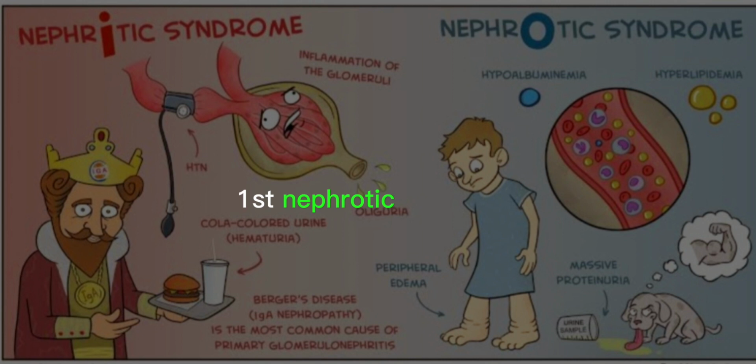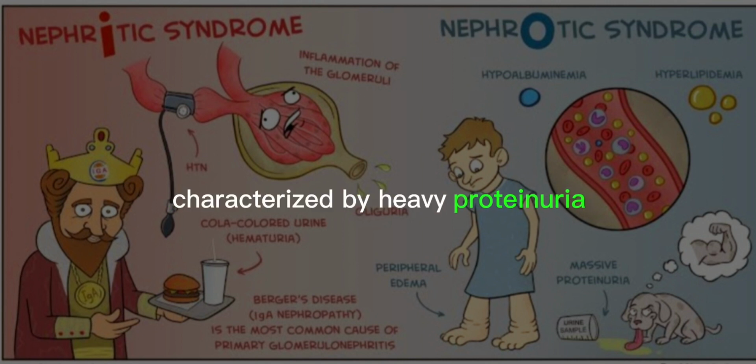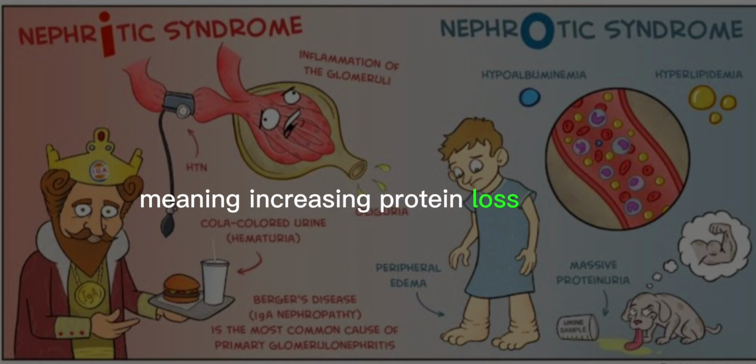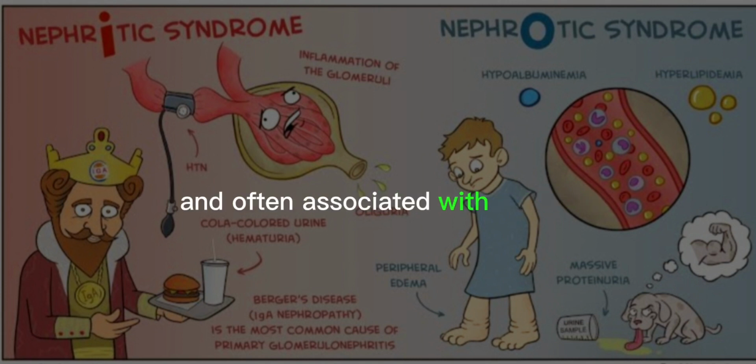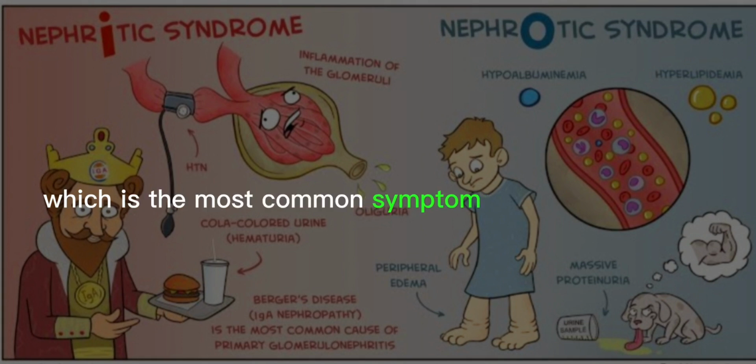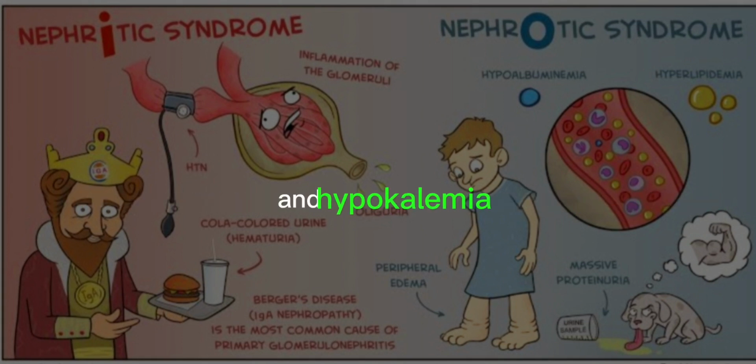First, nephrotic syndrome, which is a clinical state characterized by heavy proteinuria, meaning increased protein loss in urine, which leads to hypoproteinemia, and is often associated with edema, which is the most common symptom, and hypocalcemia and hypokalemia.